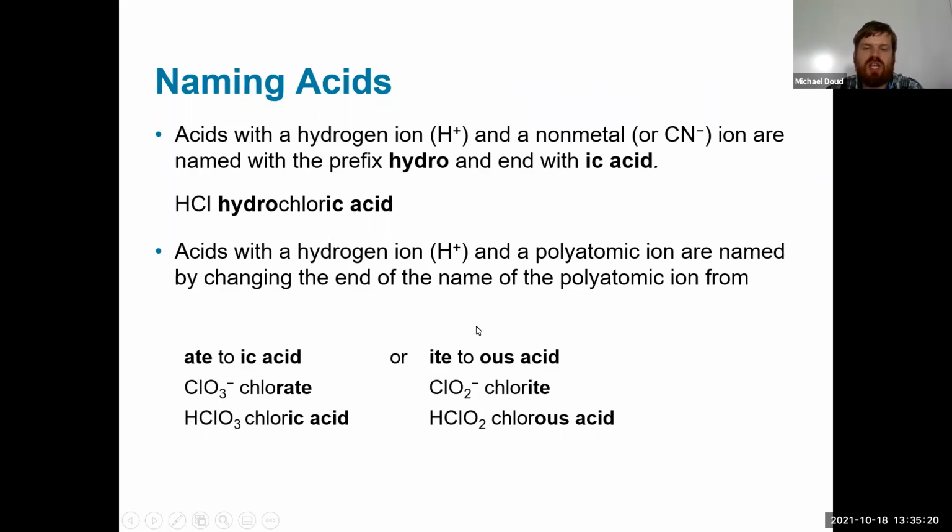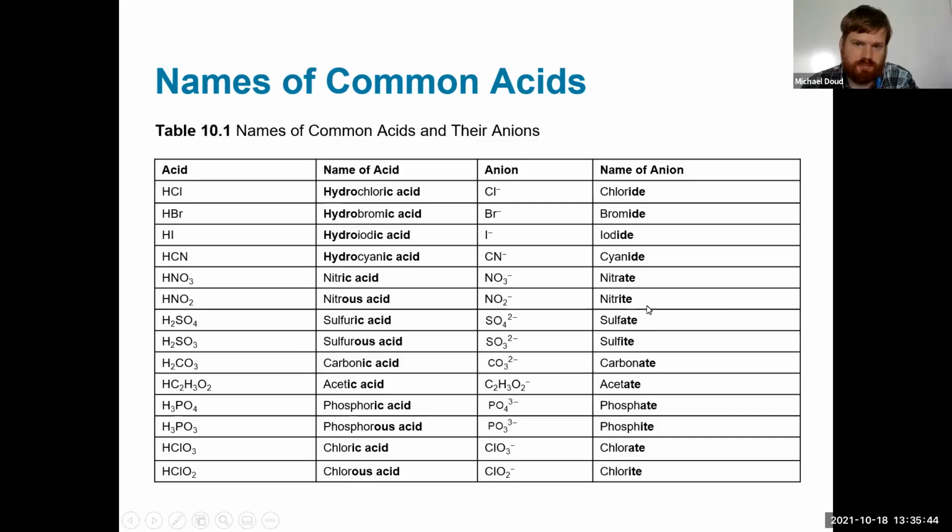Ite, on the other hand, changes to ous acid. So ClO2 minus is chlorite, and make the acid HClO2, that is chlorous acid. I know that's a lot to process, but it's a pretty straightforward process if you can just identify the anion or nonmetal that the acid hydrogen ion is paired with.